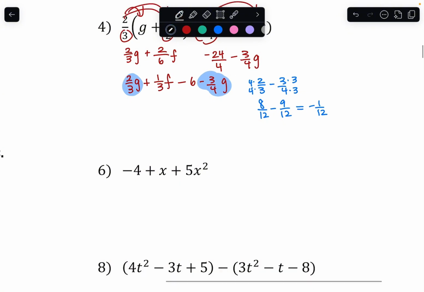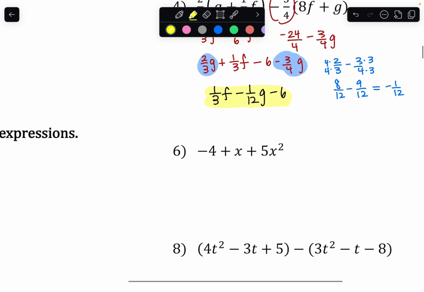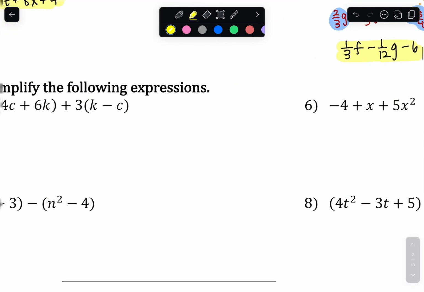Okay, and so I'm going to write the f term first, 1/3 f. And then we have our negative 1/12 g. And then we have our constant at the very end, minus 6. So our final answer is 1/3 f minus 1/12 g minus 6.